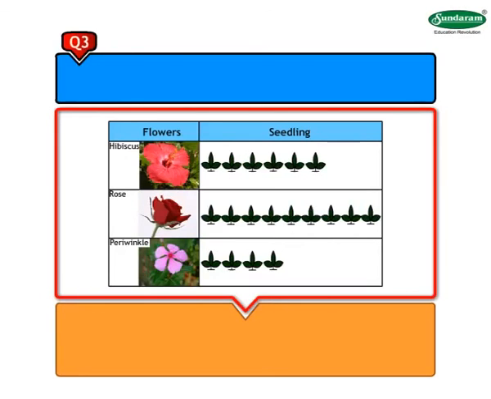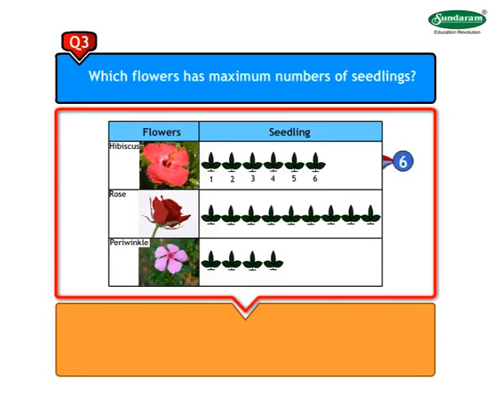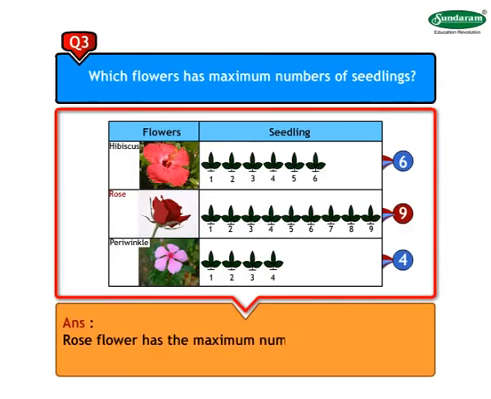Question 3. Which flower has the maximum number of seedlings? Solution. Count the number of seedlings of hibiscus, which is equal to 6 seedlings. The number of seedlings of rose flower is 9 seedlings. The number of seedlings of periwinkle flower is 4 seedlings. Thus, according to this data, the answer is rose flower has the maximum number of seedlings, that is 9.